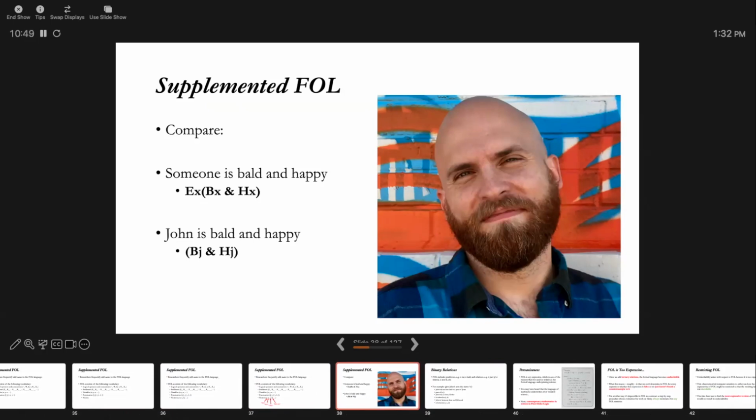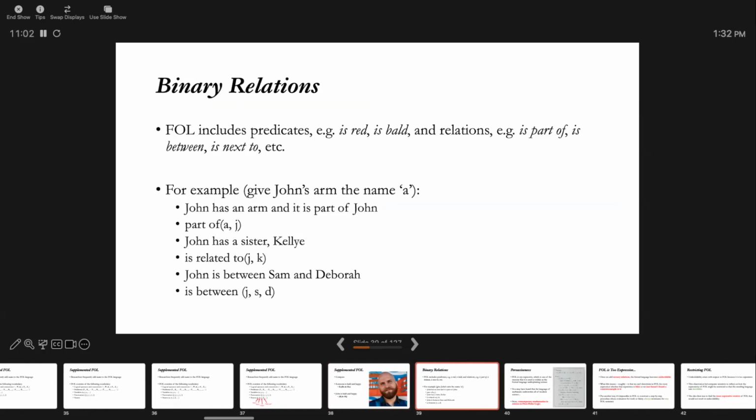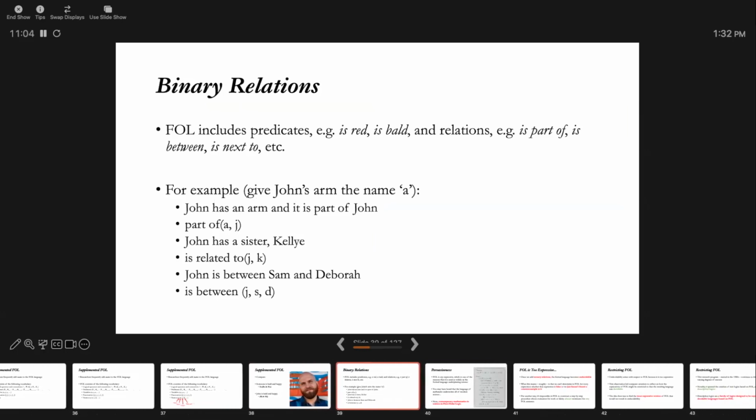If John is bald and happy, it follows that someone is bald and happy. If someone's bald and happy, it doesn't follow that John is bald and happy. Yeah. There's a subtlety in the quantifiers. But we can represent both and many more besides. We can represent John having an arm that's part of him right here. Part of A. A is my arm. J is me. John has a sister, Kelly. We're related. But anyway, John is between Sam and Deborah. JSD, Sam and Deborah. Right? Three-place relations. So far, so good.